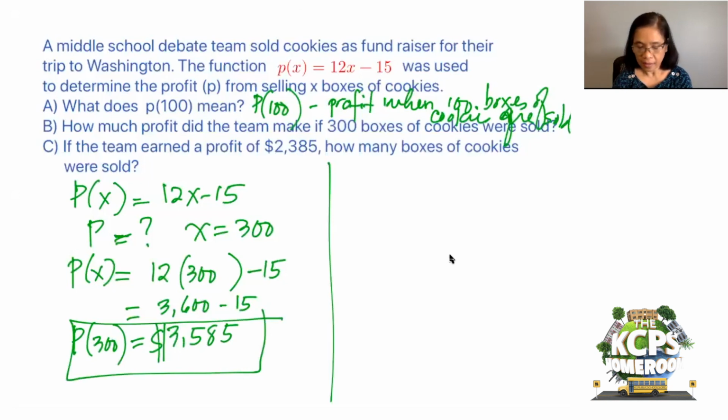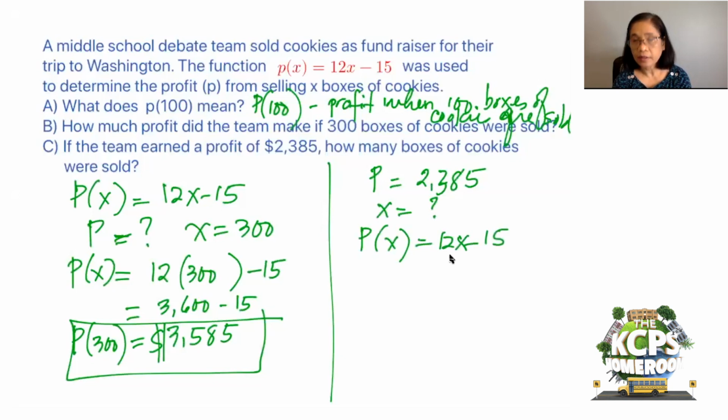In letter C, we're given that the team earned a profit of $2,385. So we're already given the profit, 2,385. This time we are asked for the number of boxes of cookies that were sold. So what is X? Our profit function is P of X equals 12X minus 15. So when the profit is 2,385, we are asked for X.